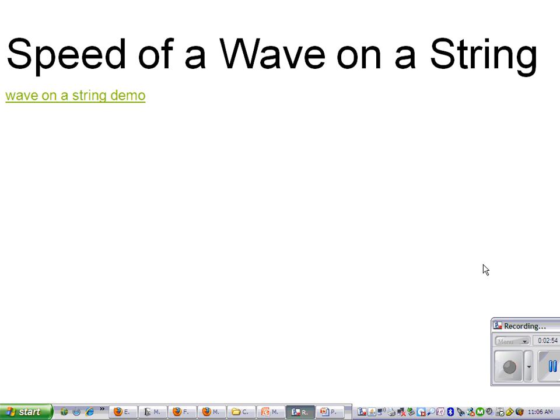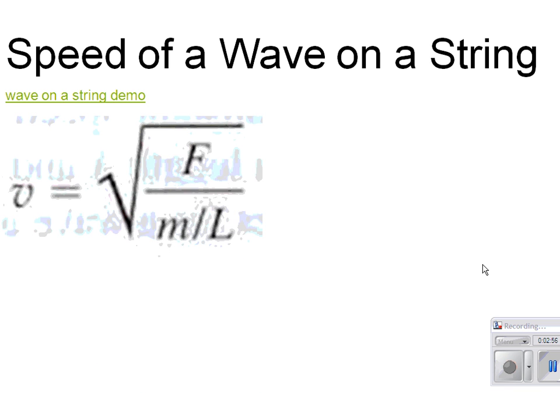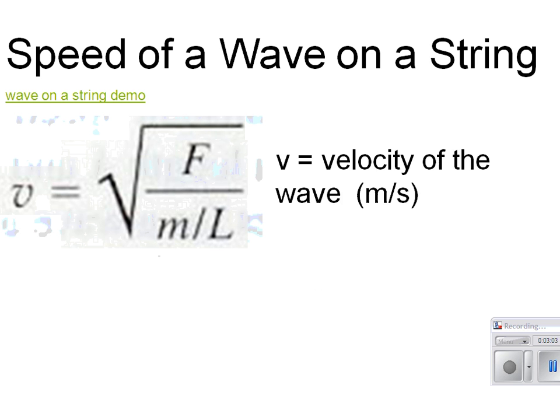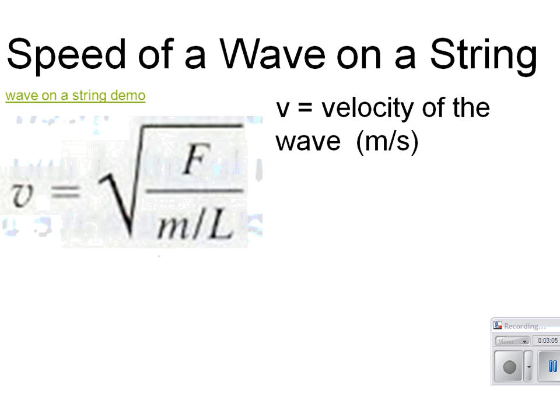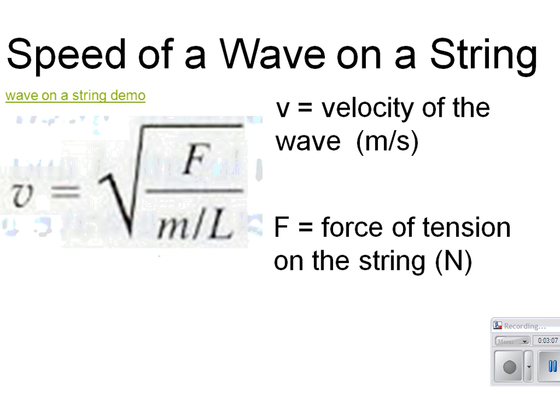The equation for the velocity of a wave down a string is this: it's the square root of the force of tension divided by mass per unit length. V is the velocity of the wave. F is the force of tension on the string, and that also will change the velocity. If you pull on the string more tightly, the wave will travel faster down the string.